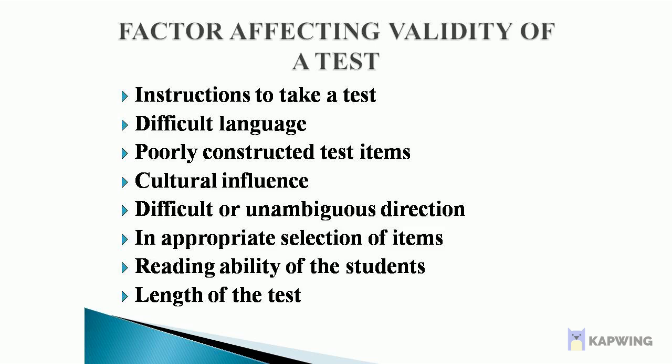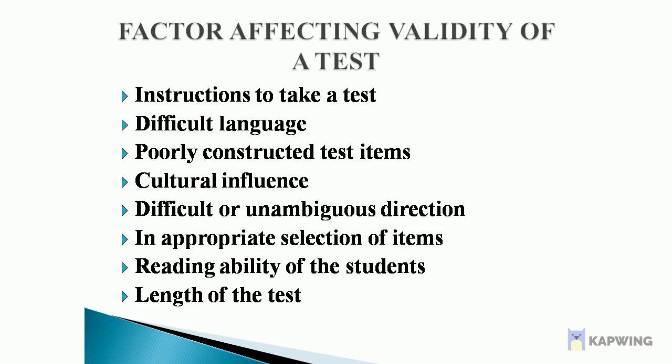Factors affecting validity of a test. So the first one is instruction to take a test. Instructions play an essential role in each and every test. Without instructions, the subject is not able to perform the test. Difficult language. Complex language may also affect validity of a test. Poorly constructed test items. Construction of the test items being inappropriate also affects the validity of the test. Cultural influence. The role of culture also influences the validity of the test.